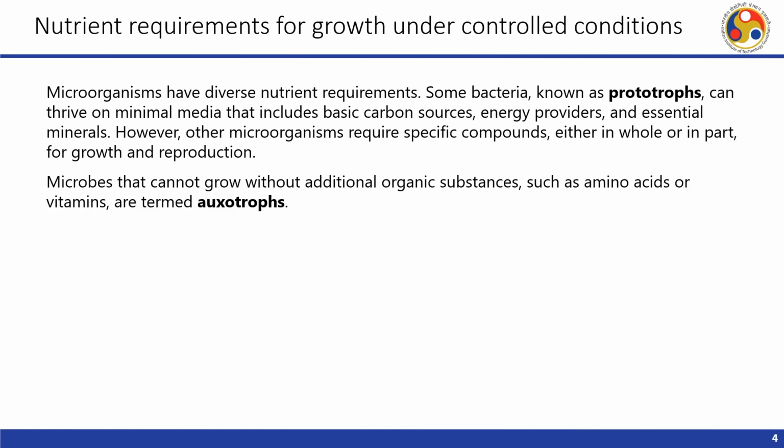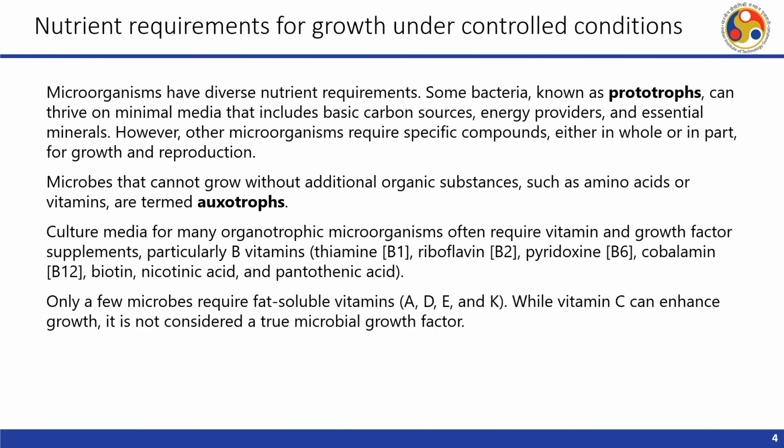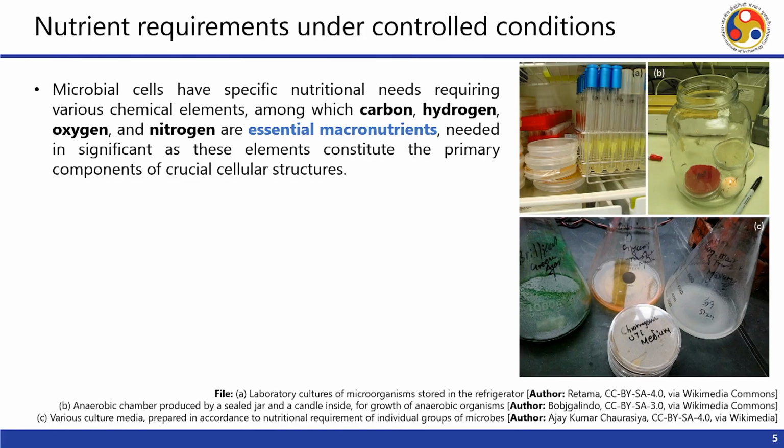Microbes that cannot grow without additional organic substances such as amino acids or vitamins are termed as auxotrophs. Culture media for many organotrophic microorganisms often require vitamin and growth factor supplements, particularly B vitamins, which may be thiamine, riboflavin, pyridoxine, cobalamin, biotin, nicotinic acid and pantothenic acid. Only a few microbes require fat soluble vitamins, which are A, D, E and K. While vitamin C can enhance growth, it is not considered a true microbial growth factor.